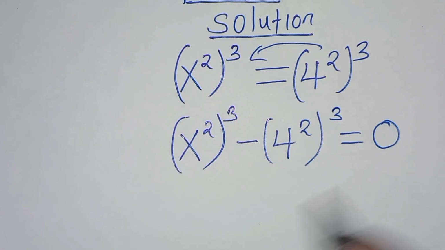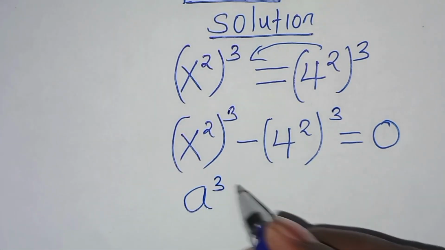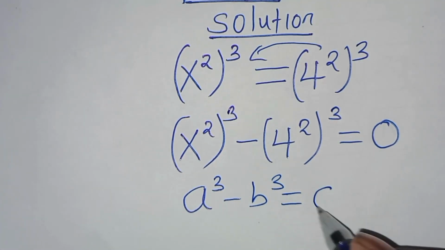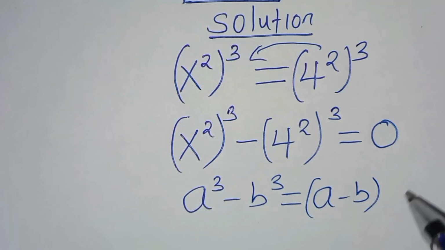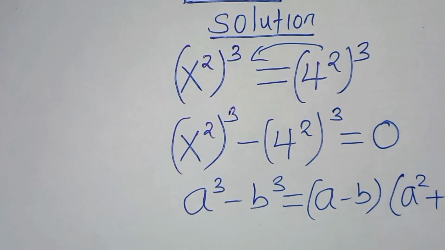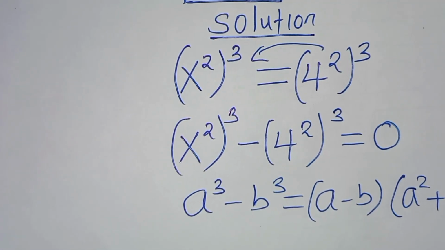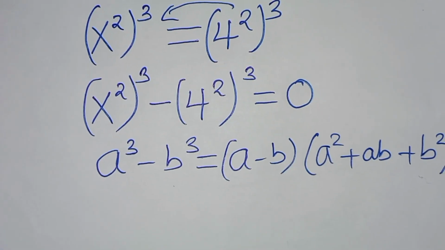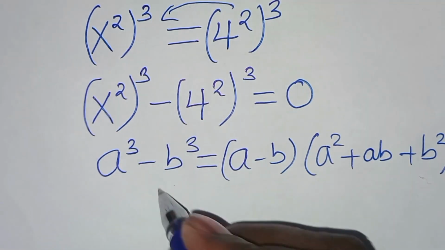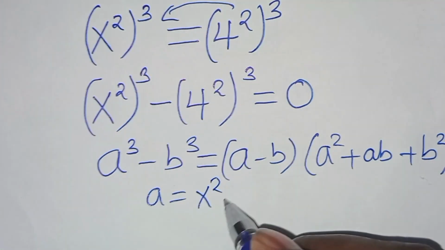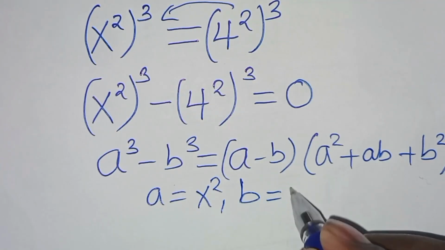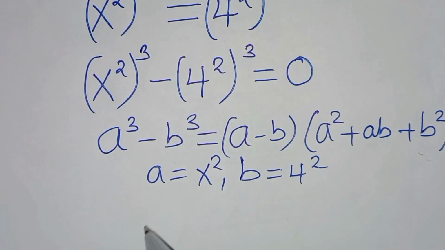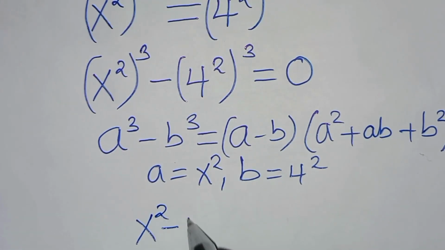Now, this equation actually is in the form of a to the power 3 minus b to the power 3, which is the difference of two cubes, which you can express as a minus b, times a squared plus a times b, then plus b squared. The next step from here is that a is equal to x squared, b is equal to 4 to the power 2. So this implies that here we have x squared minus 4 to the power 2.